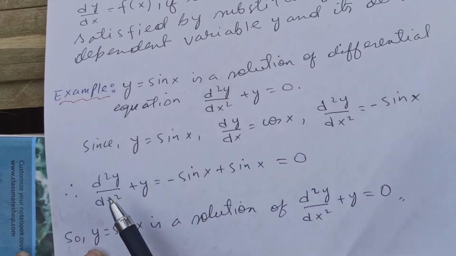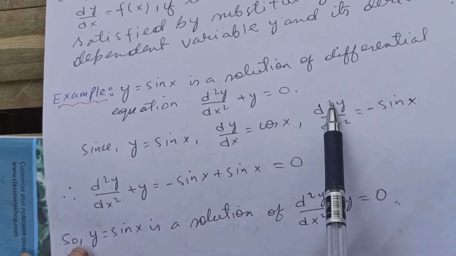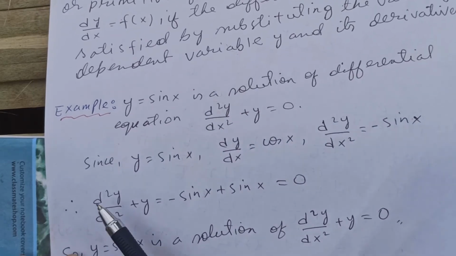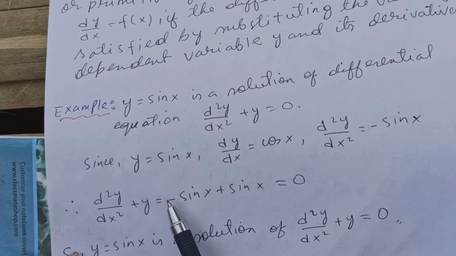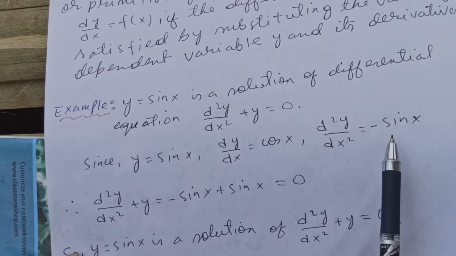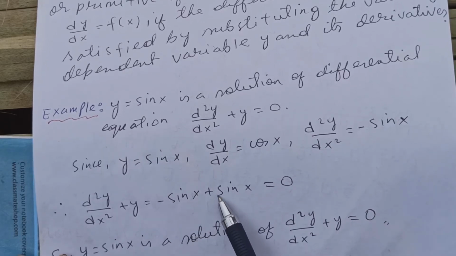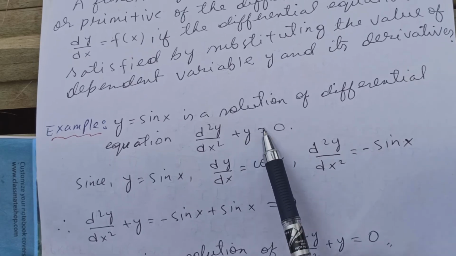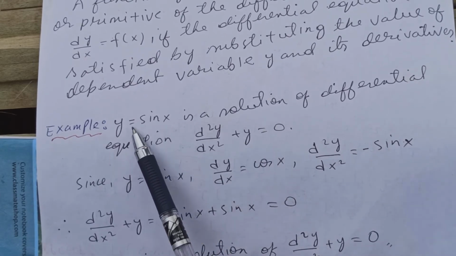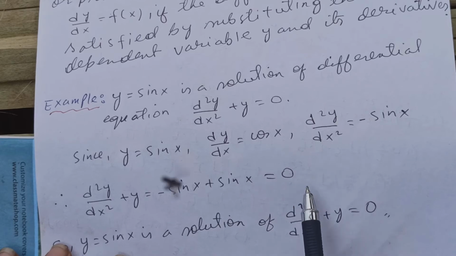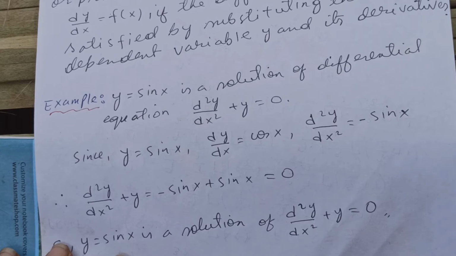Therefore, if you substitute here, d square y by dx square plus y equals negative sin x plus y, and y is sin x, so negative sin x plus sin x is 0, meaning it satisfies this equation. Therefore, y equal to sin x is a solution of this differential equation. So this is how we do the solution of a differential equation.